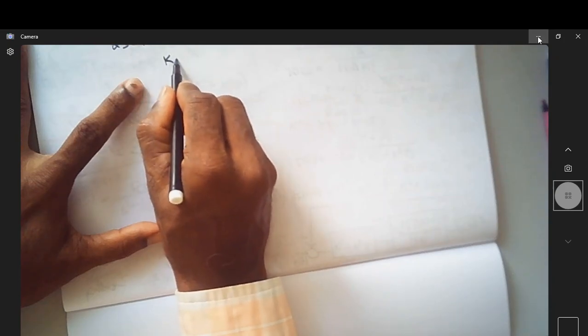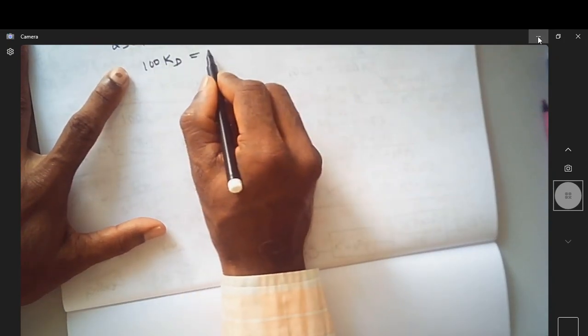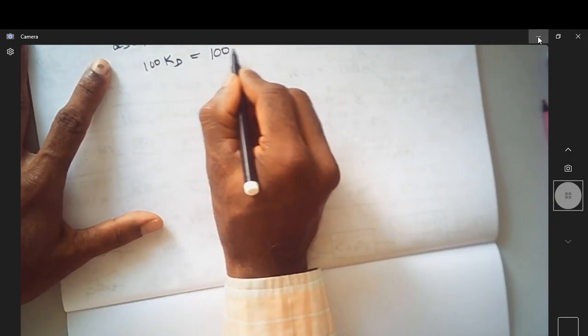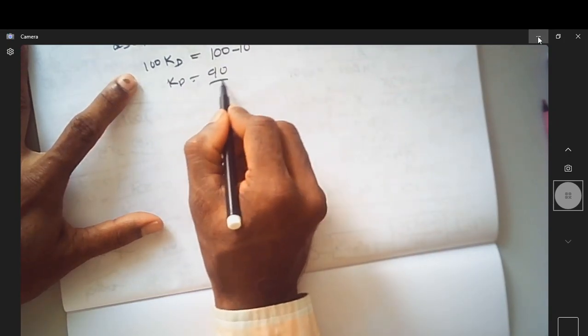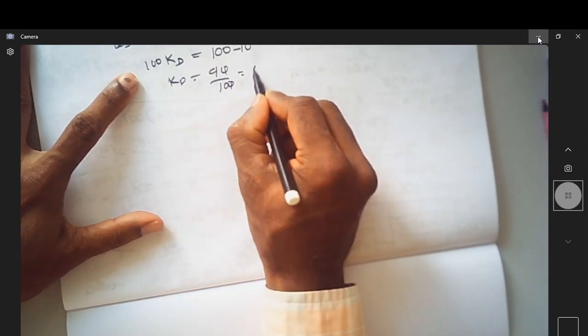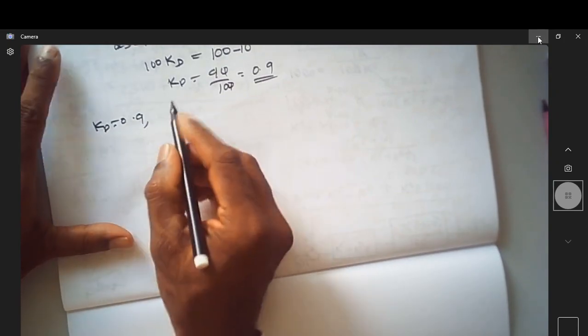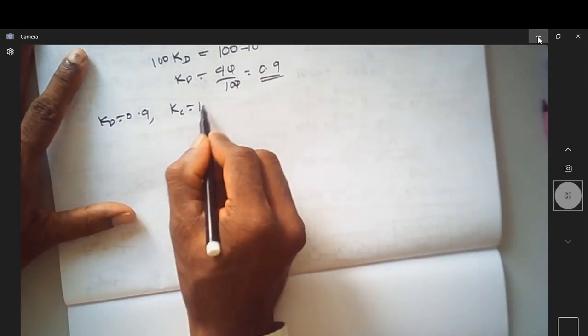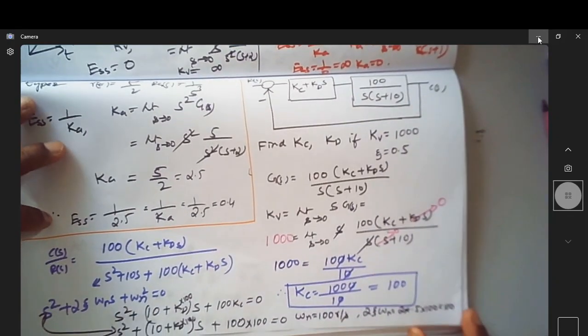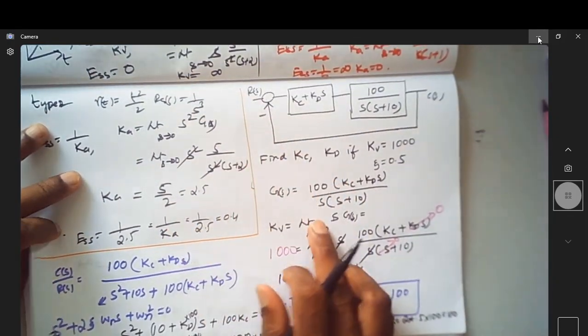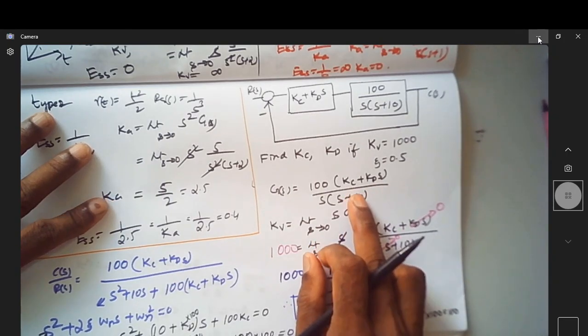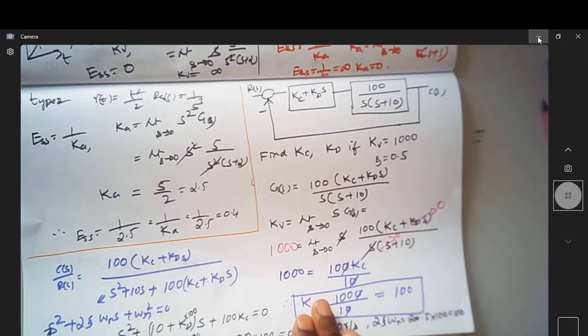So then what is Kd? 100 Kd is equal to, because this 2 zeta omega n is 100, 100 minus 10. Then what is Kd? Is it not 90 by 100? So is it not 0.9? So Kd is equal to 0.9 and Kc is equal to 100 for this problem. This is straightforward. The only thing is that the error coefficient has been obtained from this.